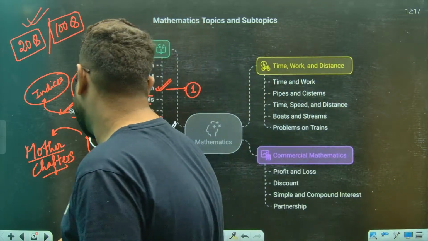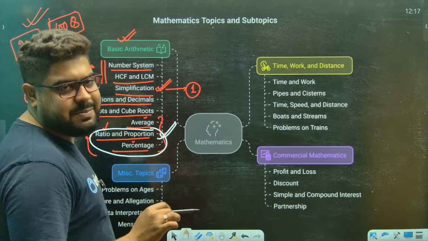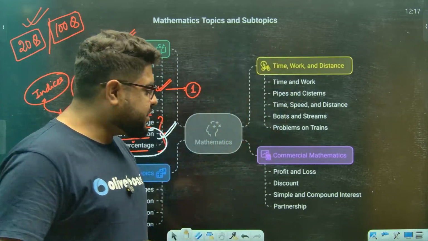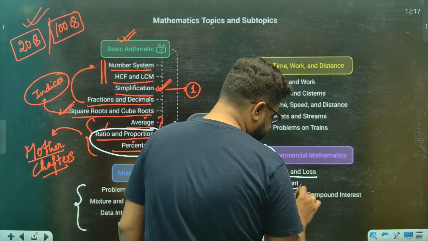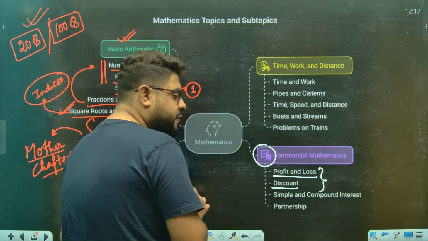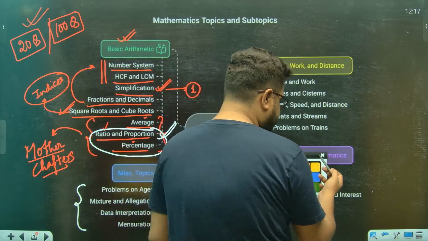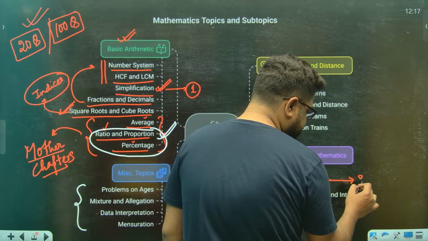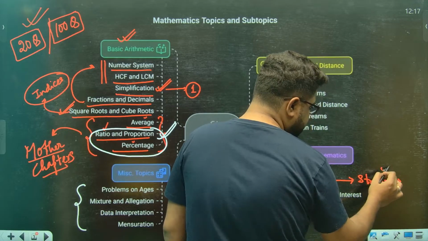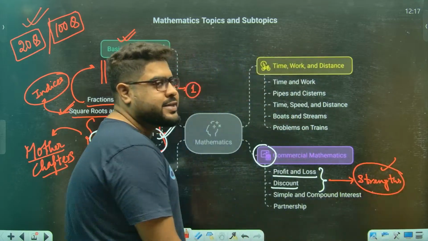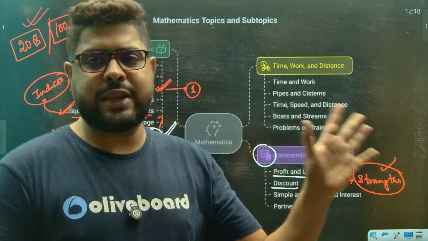Perfect. Now come the miscellaneous topics. Before miscellaneous, let's move to commercial mathematics. What comes in commercial mathematics? Profit and loss along with discount. One of the most important chapters on your syllabus. Again, you have to find a way to make this one of your strengths. If it is already, very good. If it is not, then there is no excuse.